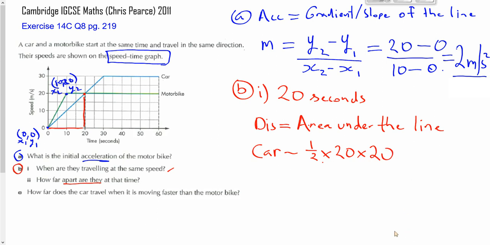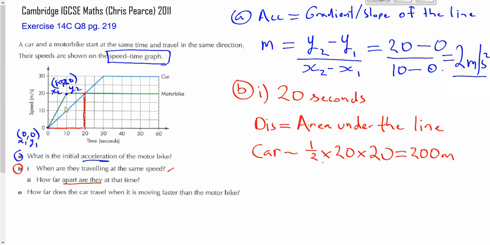So the distance that we've travelled is half times 20 is 10, 10 times 20 is 200 metres.